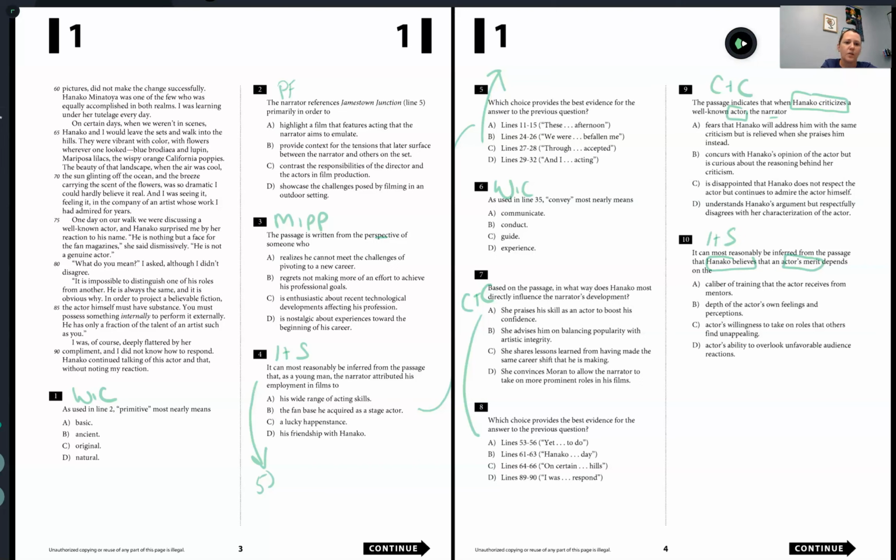One day on our walk, we were discussing a well-known actor. Okay, this is going to be important. And Hanako surprised me by her reaction to his name. "He is nothing but a face for the fan magazine," she said dismissively. "He is not a genuine actor." "What do you mean?"